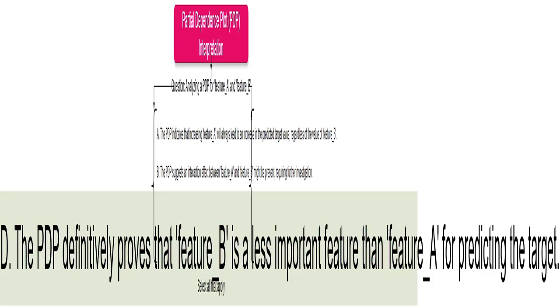Just because feature_A has a simpler relationship in the PDP doesn't automatically mean feature_B is less important. It might still be really influential, even if it has a more complex relationship. The PDP only shows a simplified view, and we need more advanced techniques to truly compare feature importance.